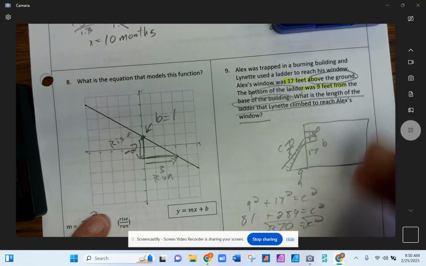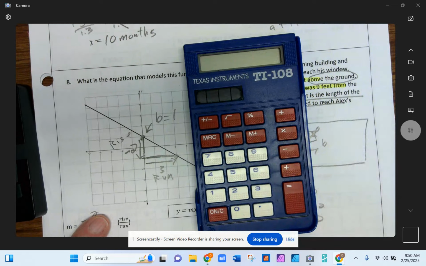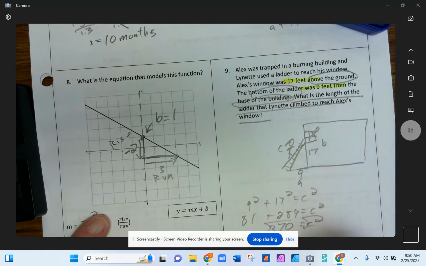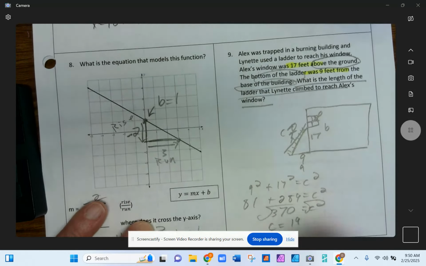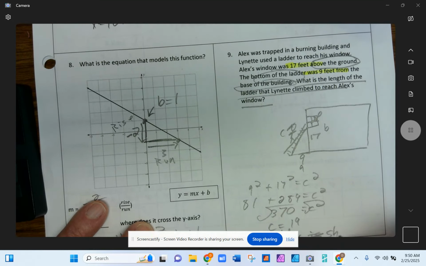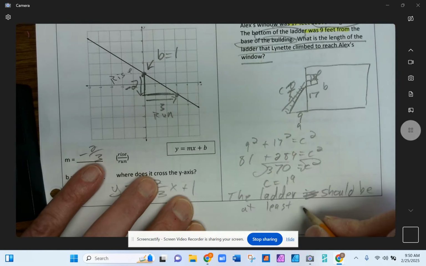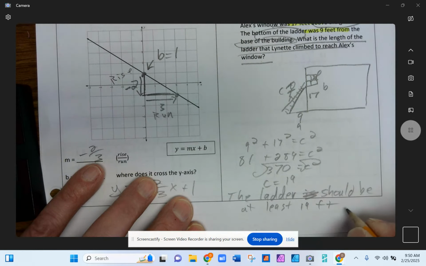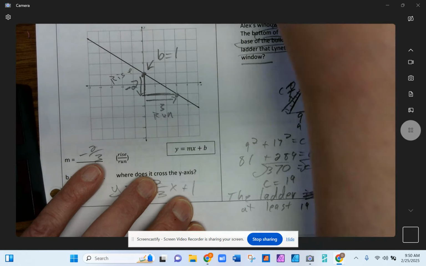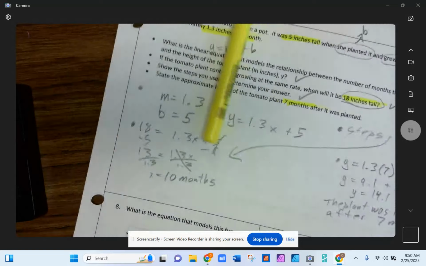Square root. I've already got it here, so I just hit that button and I say, oh, 19. So the ladder is 19 feet long, or should be at least. You don't want it to be too high though, so probably not too much higher than that. Okay. All right.